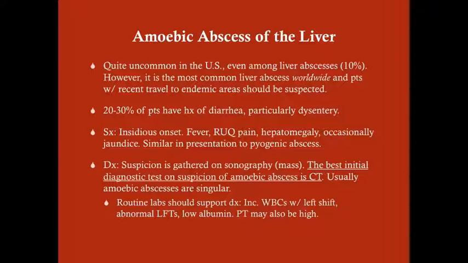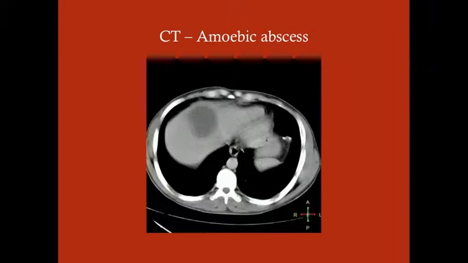Routine labs should also include getting your CBC and CMP, which is just your BMP with your liver function tests. You should see an increase in white blood cells with a left shift, abnormal liver function tests, low albumin, PT may be high. This is just showing abnormalities in the liver, an infectious abnormality.